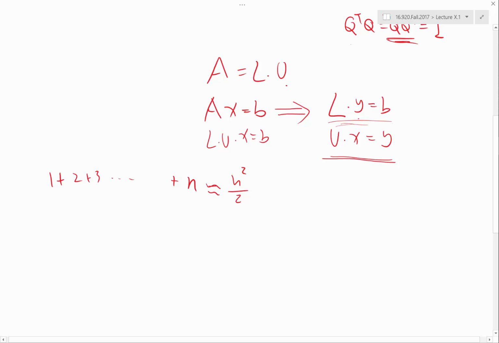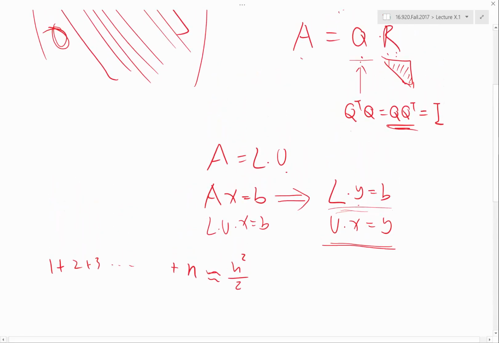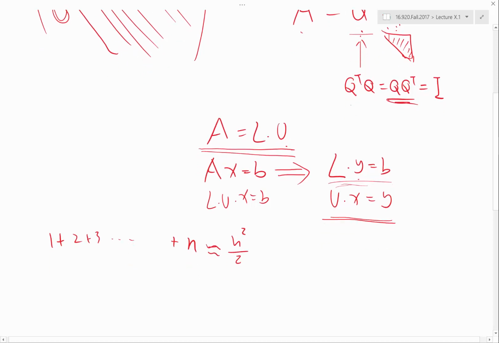So that's not very good. And that's still not the majority of the work. The majority of the work is actually doing this decomposition. Doing this decomposition usually scales with n cubed. The factor is usually smaller than half, but still, when n is large, n cubed is killing.